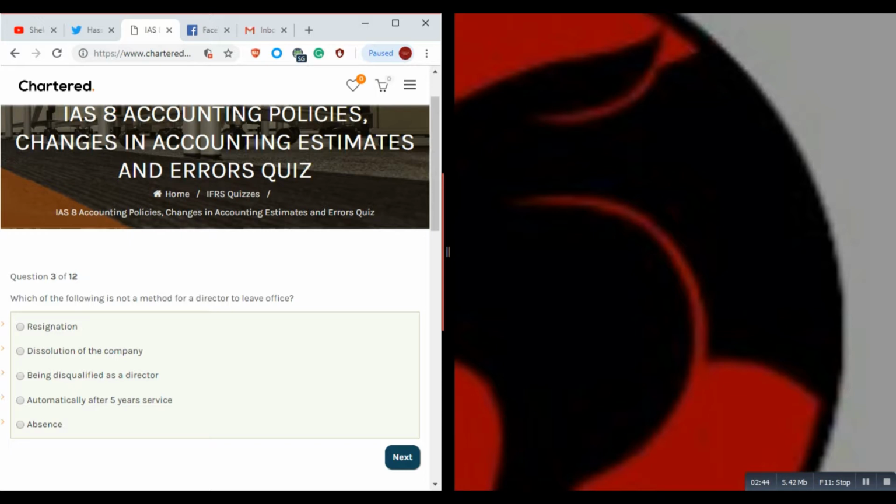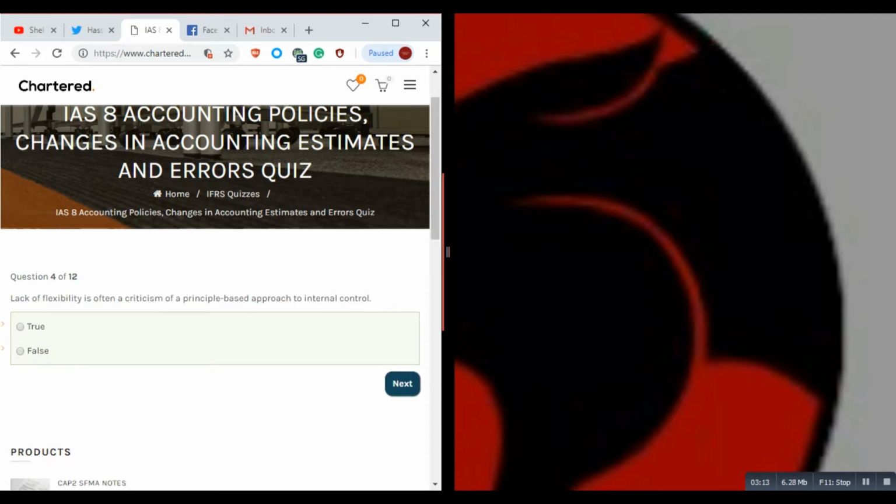Automatically after 5 years of service, normally the duration or the tenure is not mentioned. It is upon the company's memorandum, upon the company's policy what would be the tenure. It may vary from company to company. So option 4 is not a method for a director to leave office.